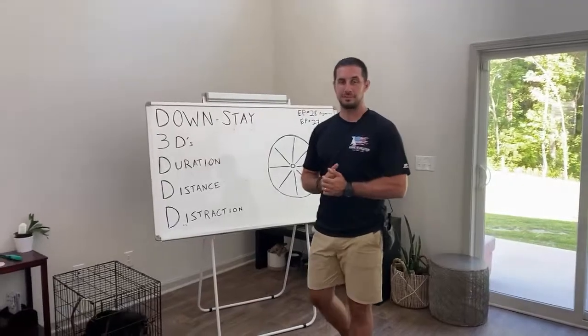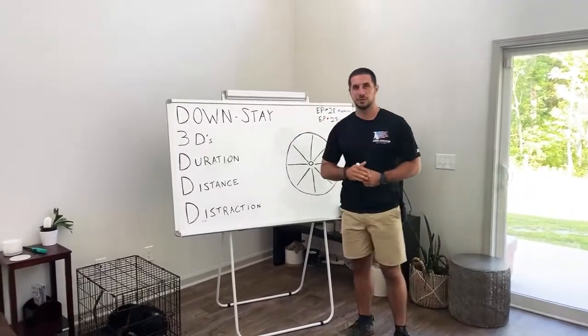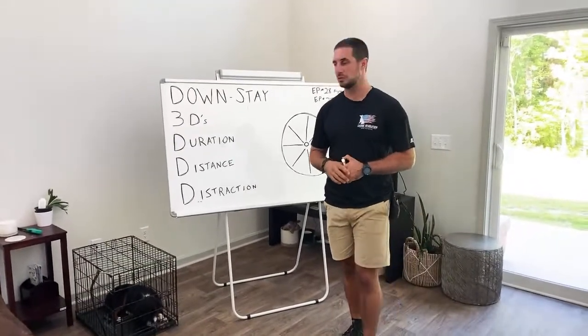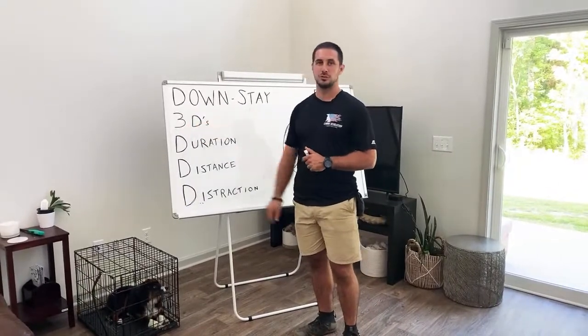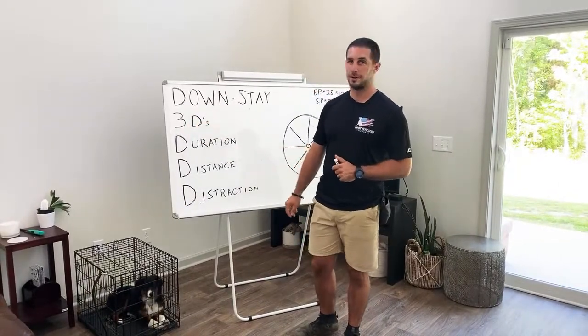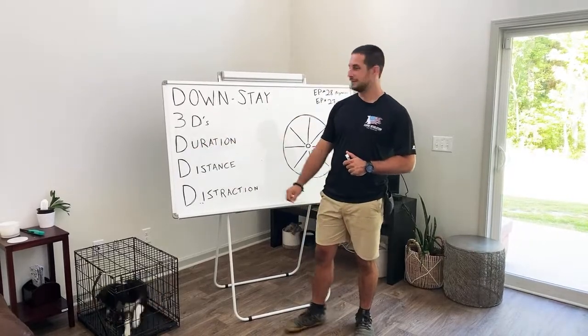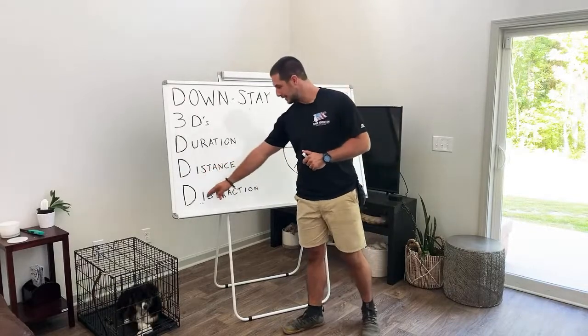Welcome to tonight's live session. Tonight we're going to be talking about building up a down stay with your dog. The main aspect of building up a down stay is utilizing the 3 Ds, also known as the triple D. That's going to be duration, the first D. The second D is distance, and the third D is distraction.